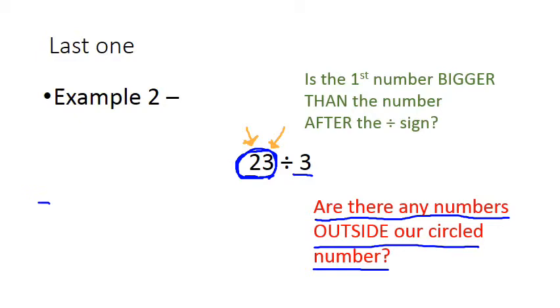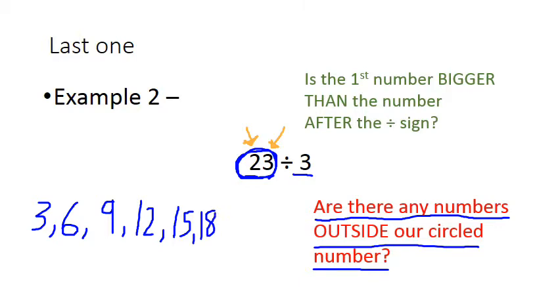We count by 3s until we get to the number that is bigger than our circled number. Keep going. 3, 6, 9, 12, 15. Still not bigger. 18. 21. Go ahead and say it. I know you want to. And 24. Stop at 24 because it's bigger than our circled number.